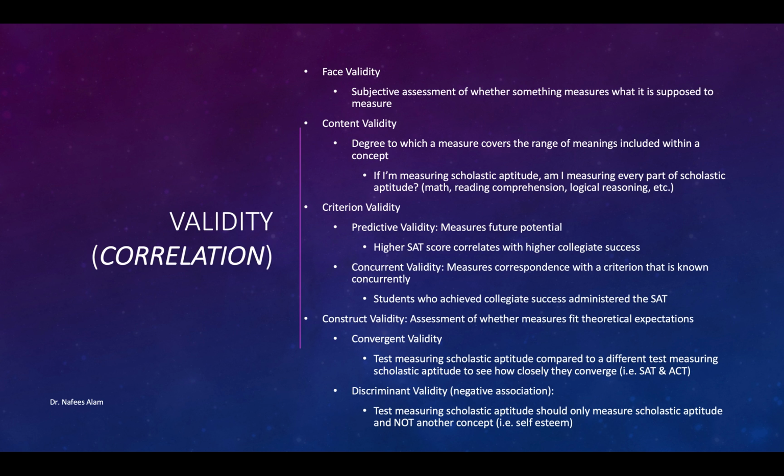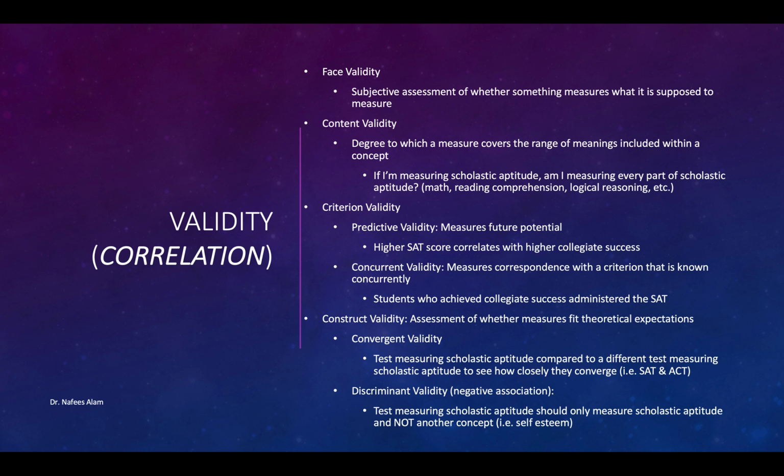Next, within construct validity as the umbrella term, construct validity is the assessment of whether measures fit into theoretical expectations. The first example underneath the construct validity umbrella is convergent validity. If you can think of it in this kind of way, a test that measures scholastic aptitude being compared to a different test that measures scholastic aptitude to see how closely they converge. Just as an example, you might compare the SAT and the ACT exams to see how closely those scores converge with one another.